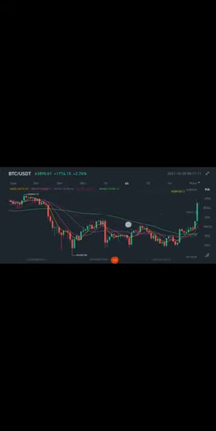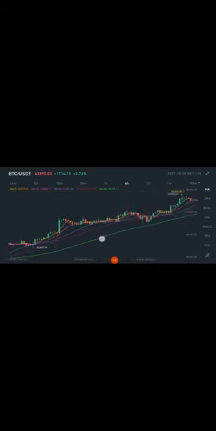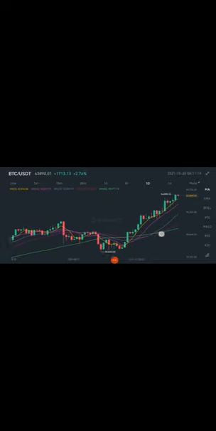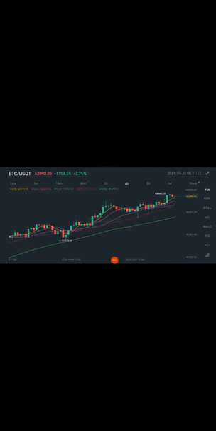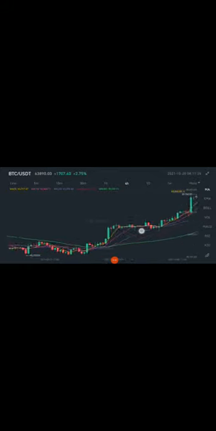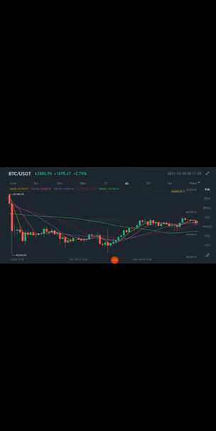But I will advise you, if you are making use of this moving average, pay attention to this green moving average. You will see the same thing on the daily too. But I like to use the 4 hour a lot. Now, this moving average is still the same thing. It's just to guide you.